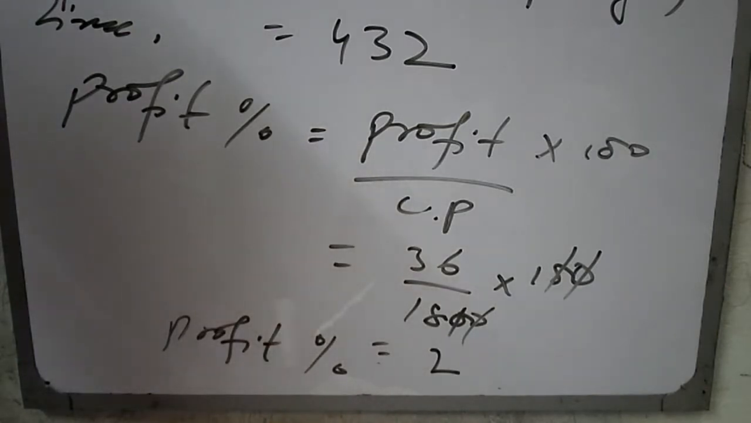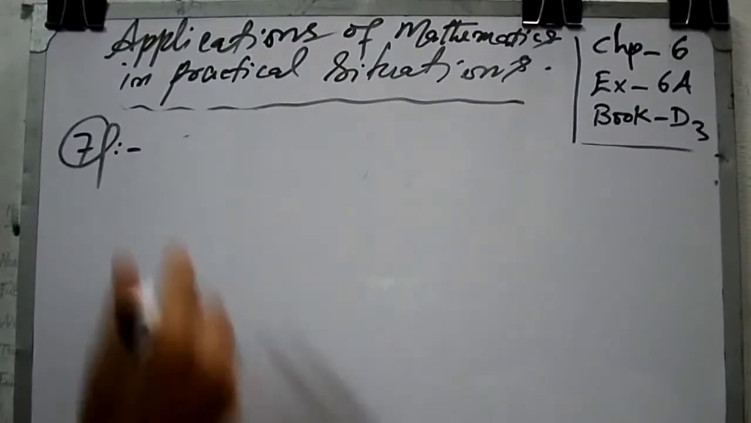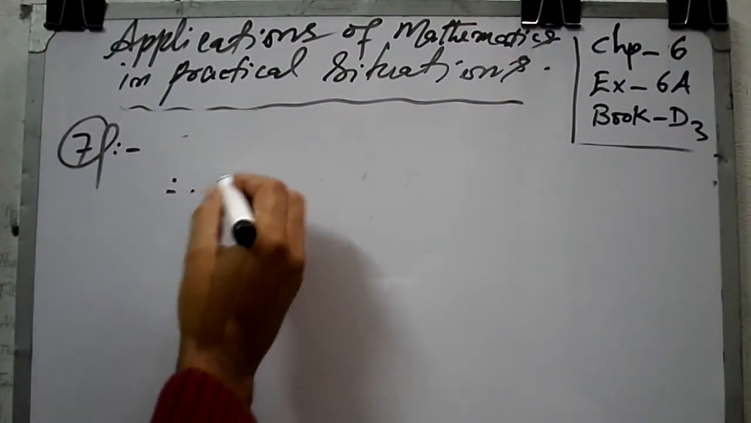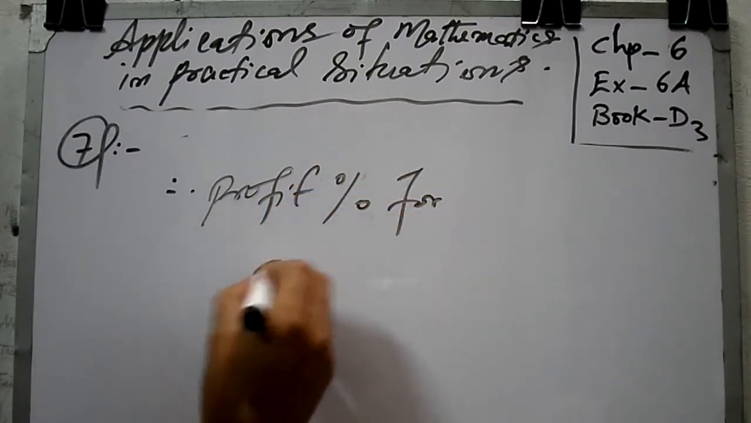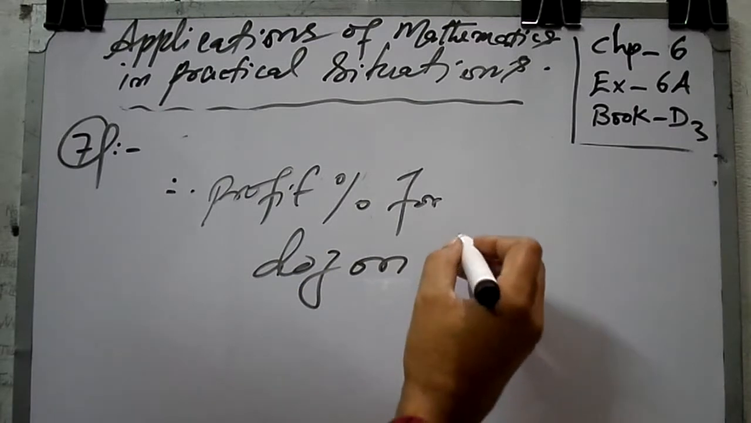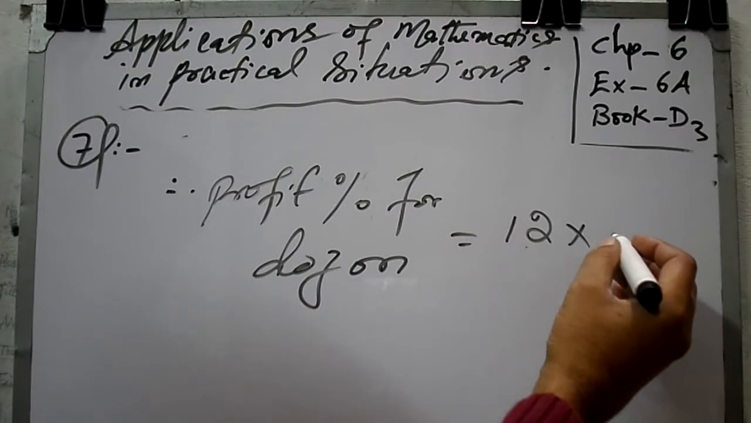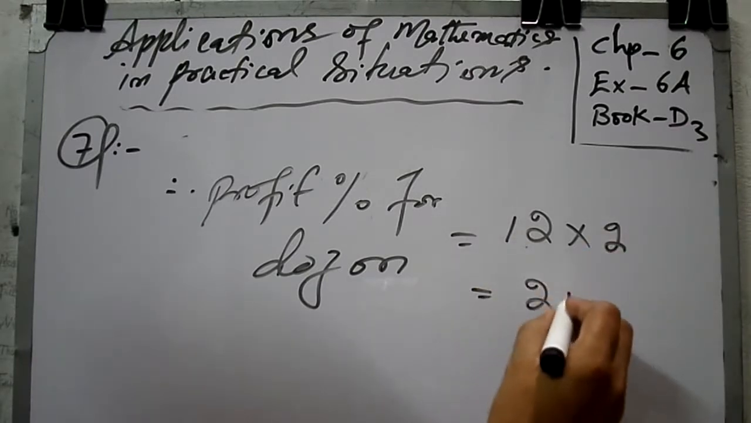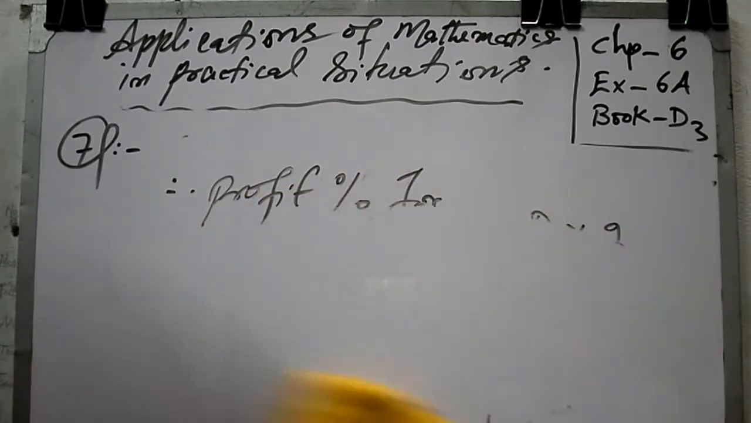So profit percentage, this is for 1, so you have to calculate for a dozen. Therefore profit percentage for a dozen, that is equal to 12, the number that lies in 1 dozen, so it means multiply by 2, so you will get 24% is your required result. Now coming to the question number 8.